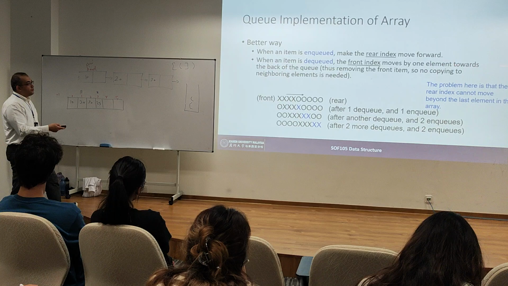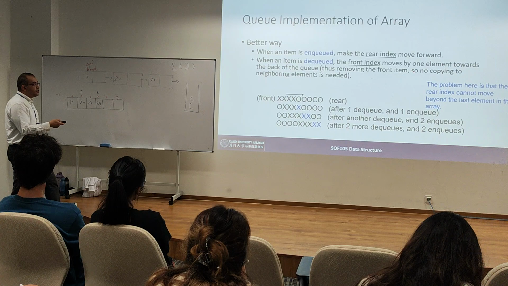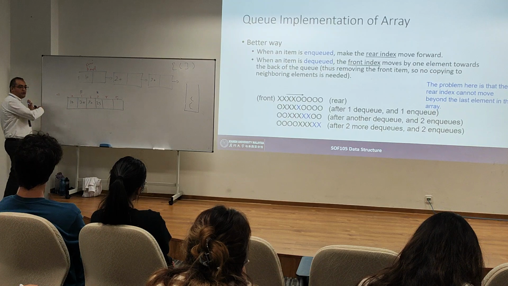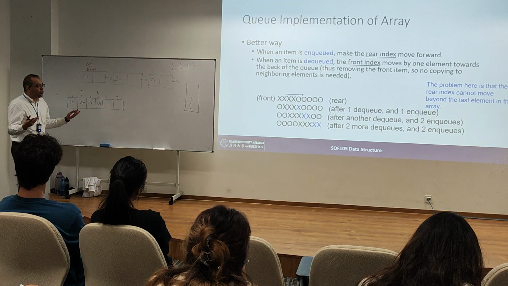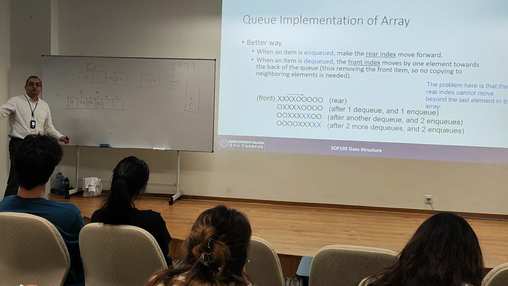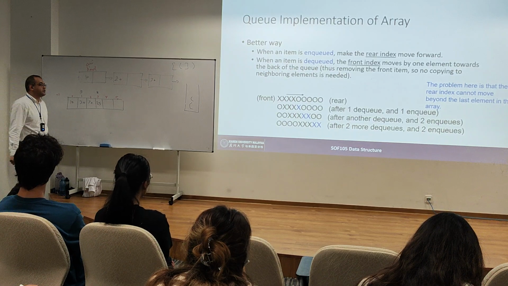So now here, moving one element toward the back of the queue. Thus, removing the front item, so no copying to neighbor element is needed. If I move the front, I don't need to shift all the elements one position to the left. Right? So now my dequeue and enqueue, what are the complexities for both? Big O of 1, constant. It doesn't rely on the size of them.